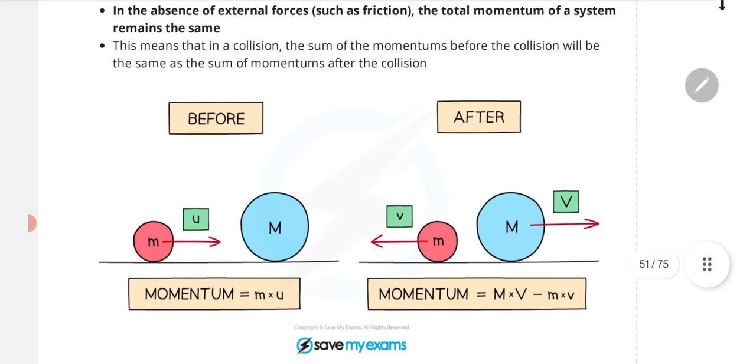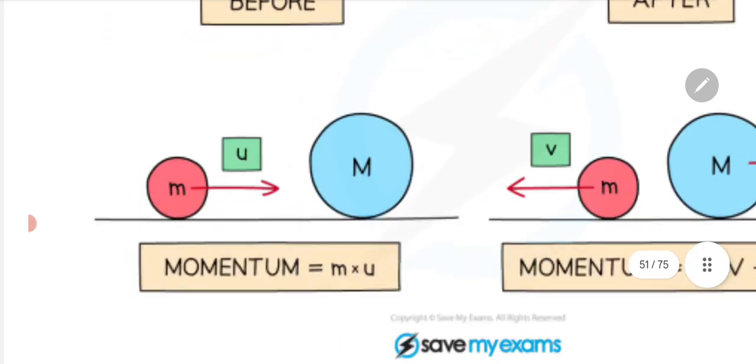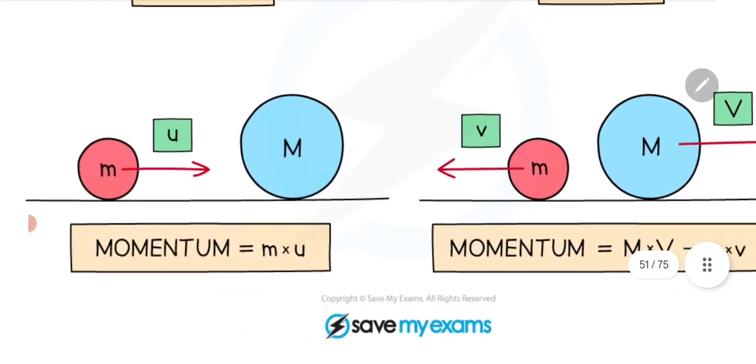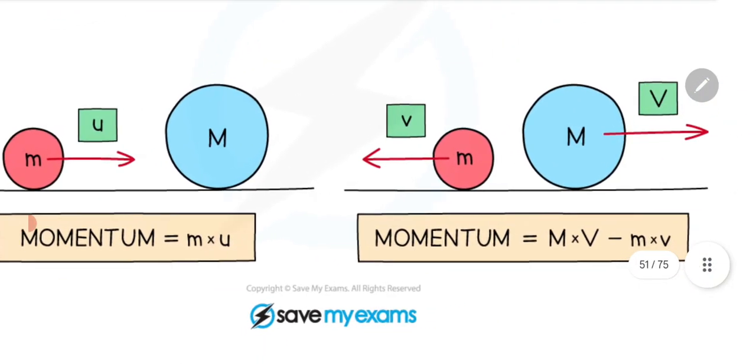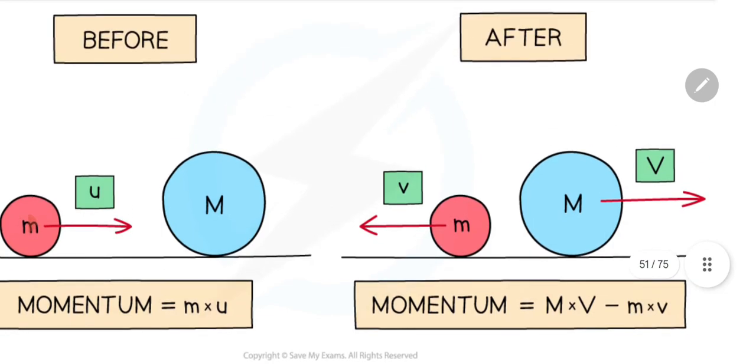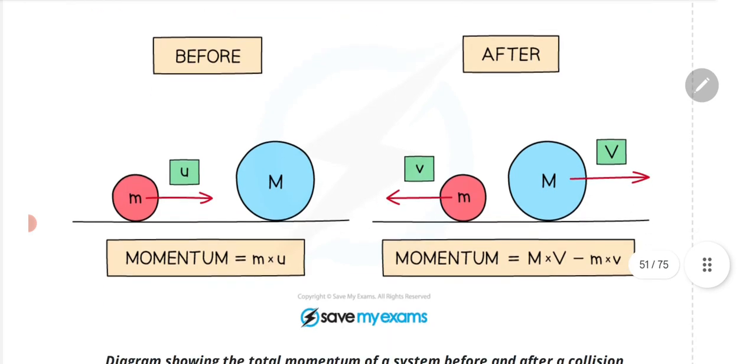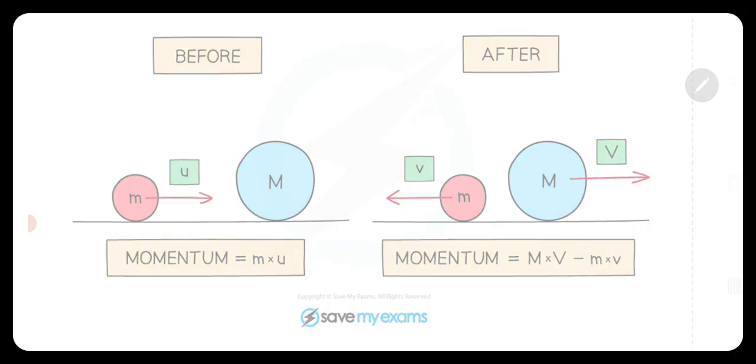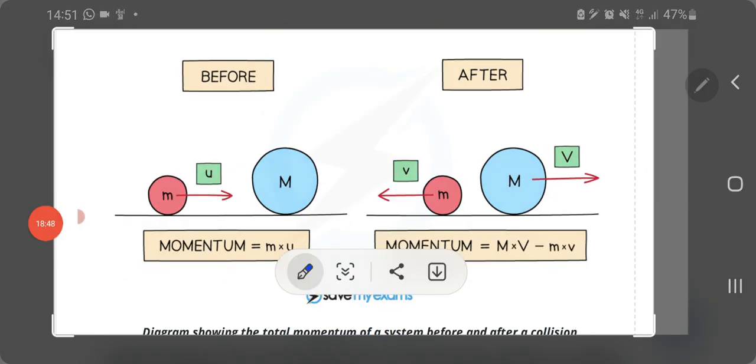Now I'm going to show you one thing. For example, the ball is moving at this time with velocity u, and when it hits the blue one, its velocity changes, and now it's moving with velocity v and bounces back. The second ball is moving with velocity V. So now the total momentum before collision and the total momentum after collision are always equal.